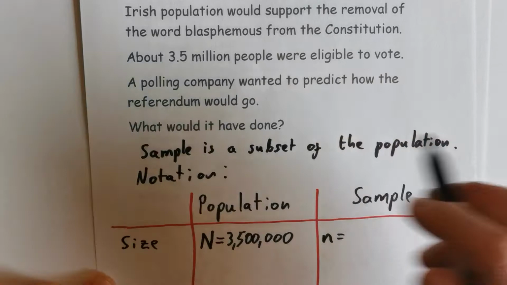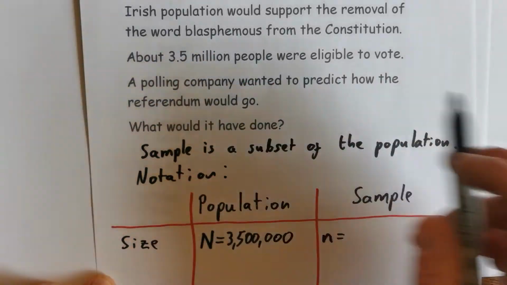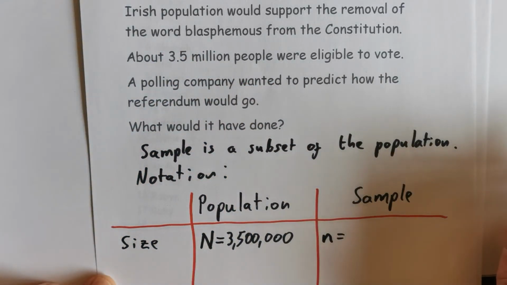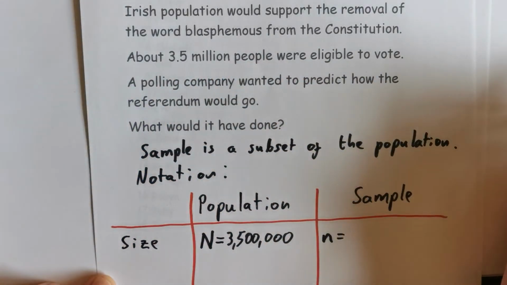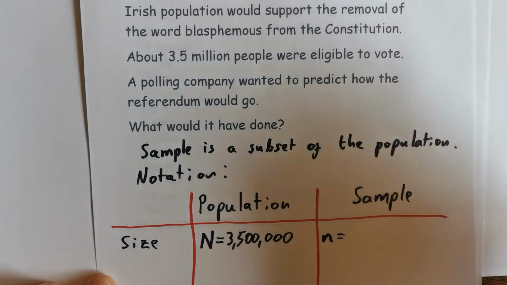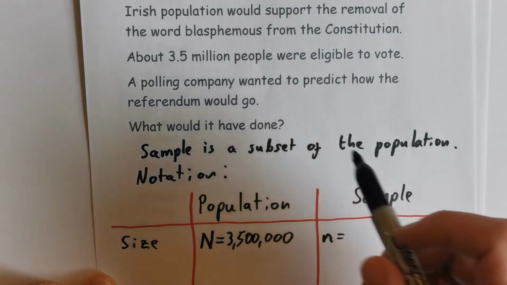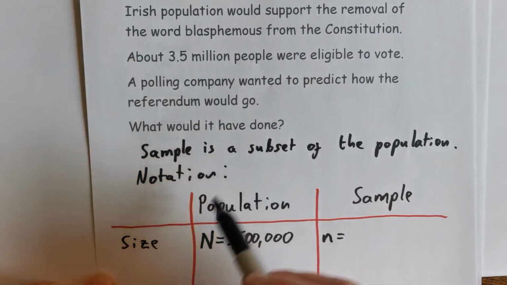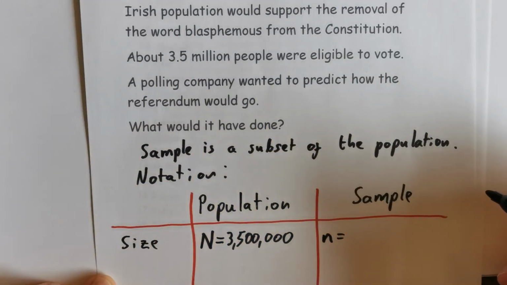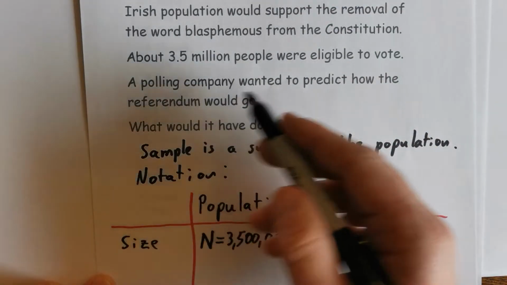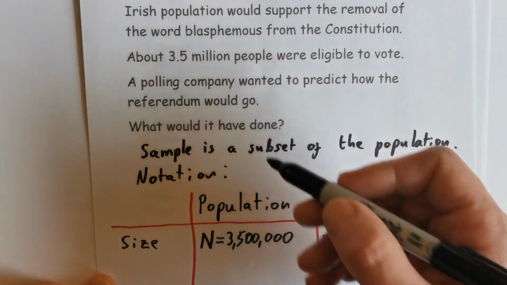Okay? Would it make any sense to ask everyone in the 3.5 million? No, not really. If I did ask everyone in the 3.5 million, that's called a census. A census is a sample that contains the whole population. In this case, we're not going to do that. It wouldn't make sense.